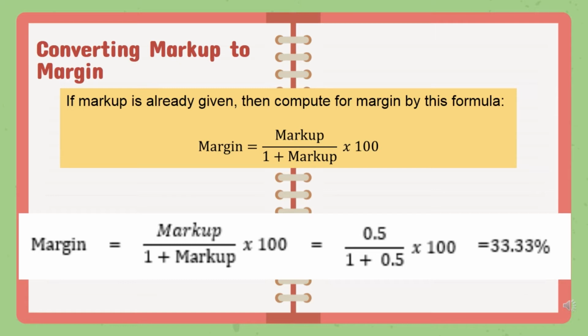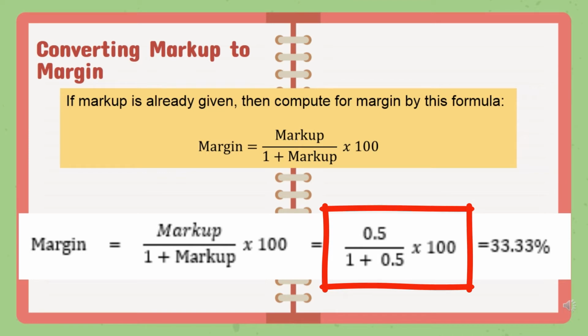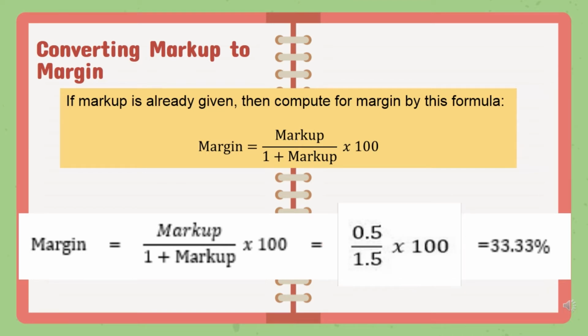Now let us have this example. If your markup is 50% based on the cost, you will have to convert 50% into decimal by moving the decimal point twice to the left. So from 50%, you will have it in decimal form as 0.5 and proceed to the formula. So you will have your margin as 0.5 all over 1 plus 0.5 times 100, or 0.5 all over 1.5 times 100. Then simplify it, and you will have 33.33%.